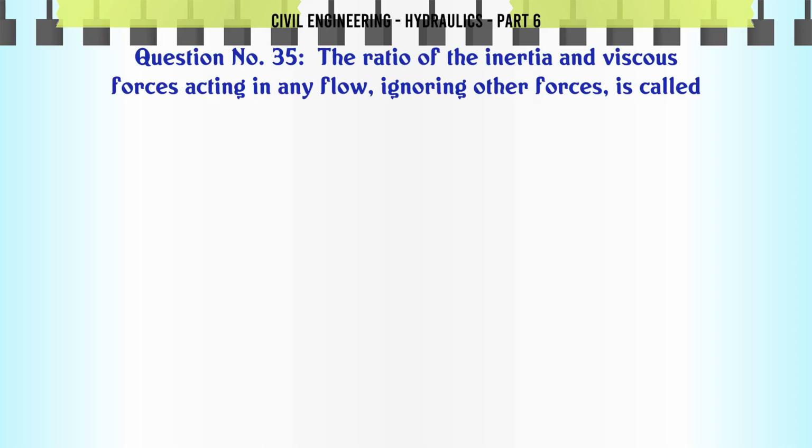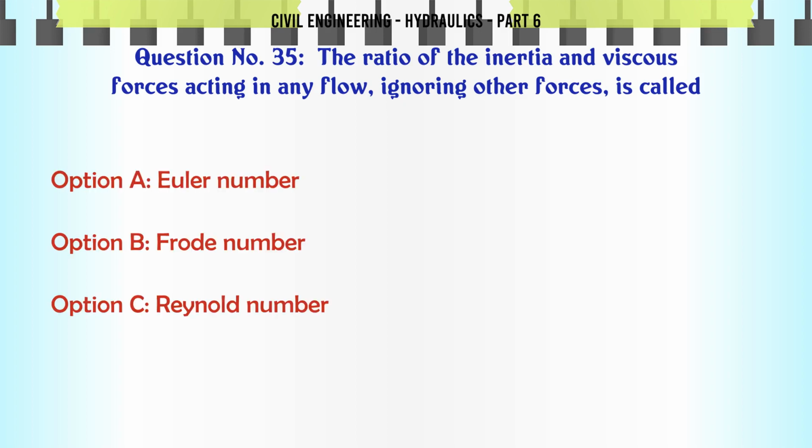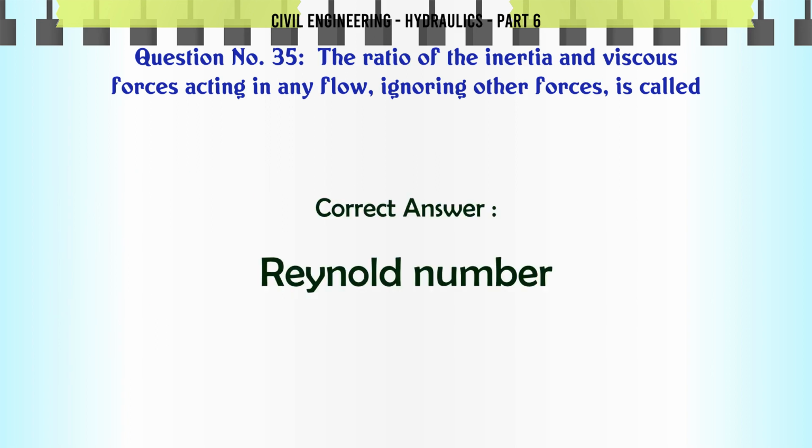The ratio of the inertia and viscous forces acting in any flow ignoring other forces is called A. Euler number, B. Froude number, C. Reynolds number, D. Weber number. The correct answer is Reynolds number.